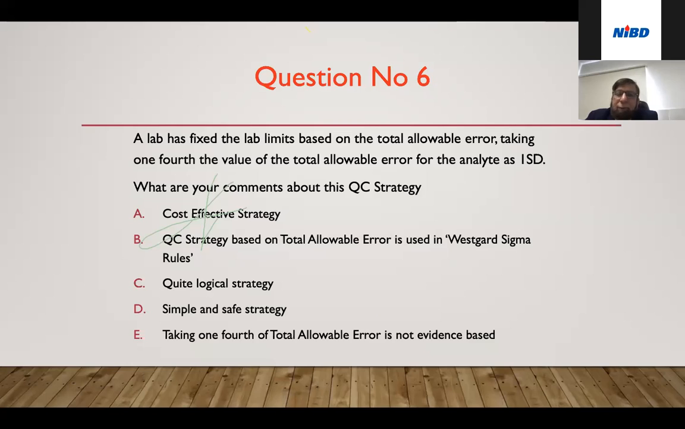What are your comments about this? Now, these are the comments. This is a cost-effective strategy. QC strategy based on total average used in Westgard Sigma rules. Quite logical strategy, simple and safe strategy. Taking one fourth of total average is not evidence based. So, what are your answers?